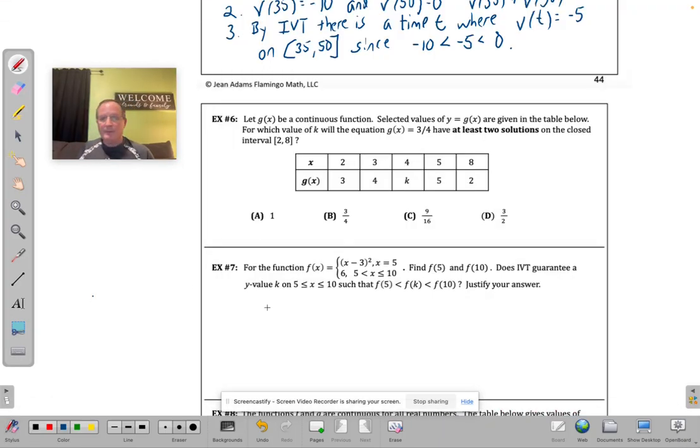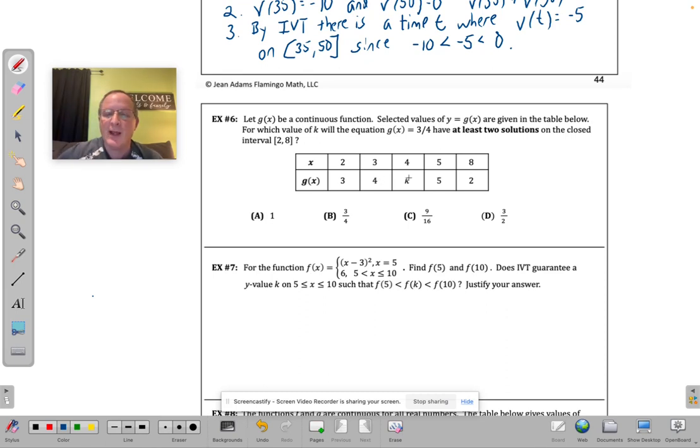Okay, all right. Example 6. It says, let g of x be a continuous function. Selected values are given in the table below. For which value of k will the equation g of x equal 3/4 have at least two solutions on the closed interval? All right, so here's what they're saying.